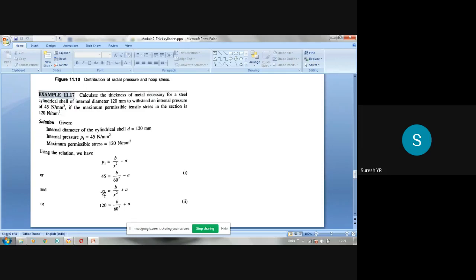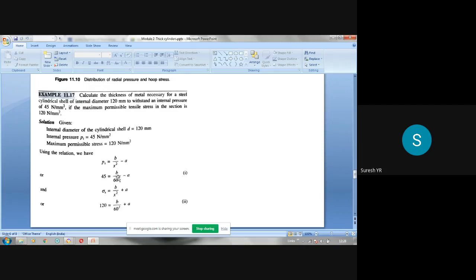And we know that hoop stress is maximum at the inner radius. That is x is equal to 60 here, or r is equal to 60. So 60 square will come here. Maximum value is 120, so the other equation becomes 120 is equal to b by 60 square plus a. Now we have to solve these two equations. Once again, two equations are there, two unknowns.